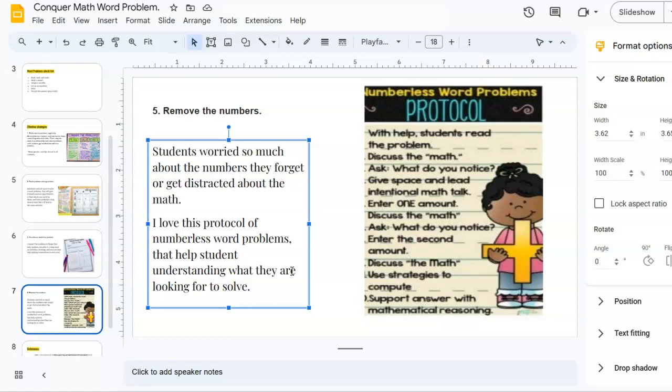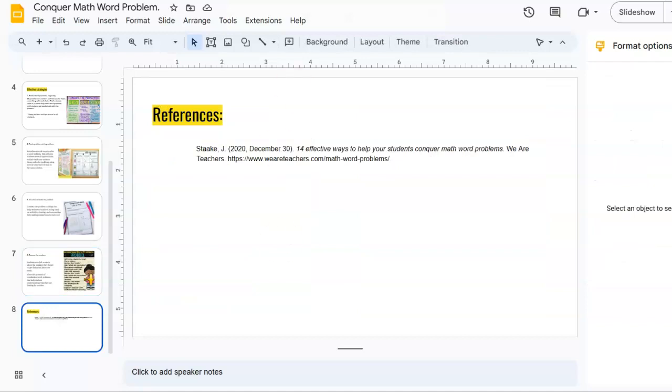And there are extra strategies that I put right here in my reference. I hope that you check it out.